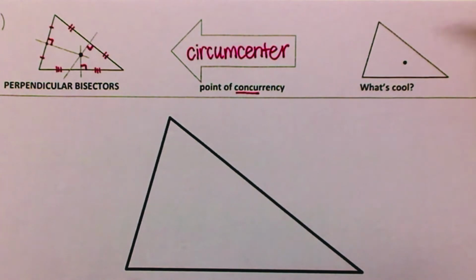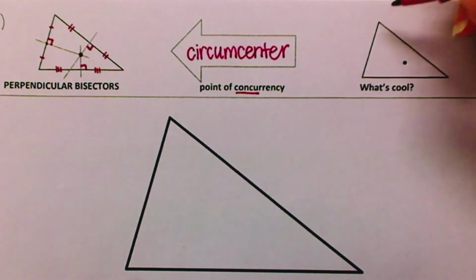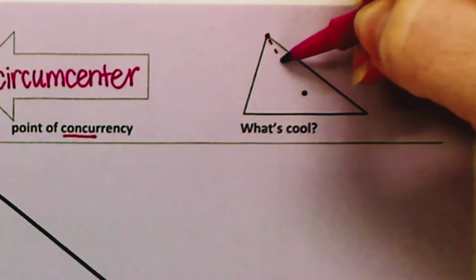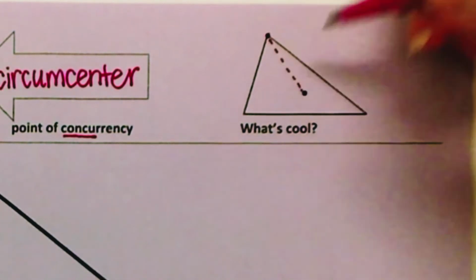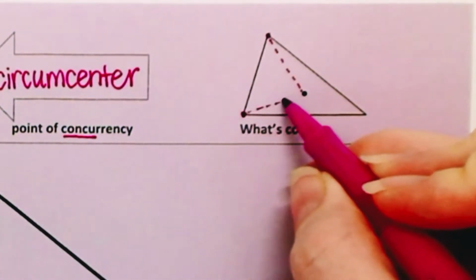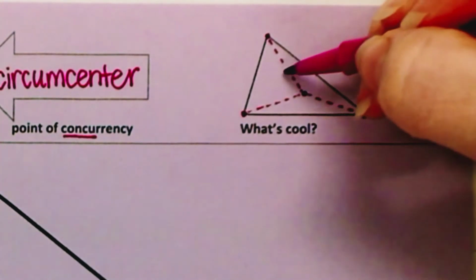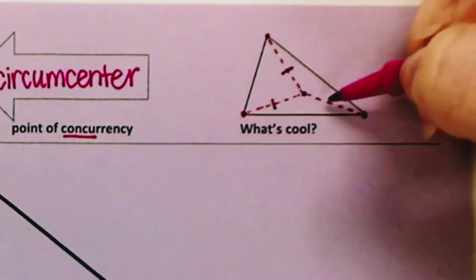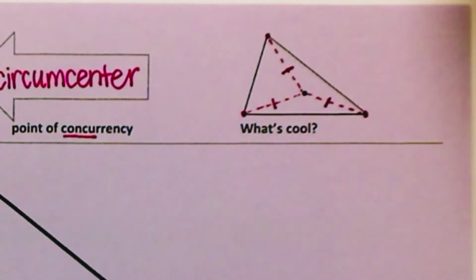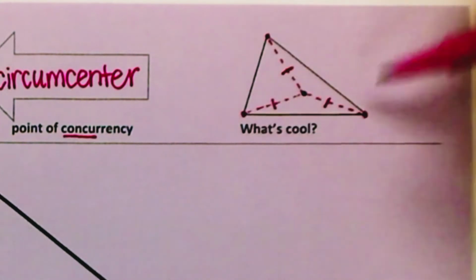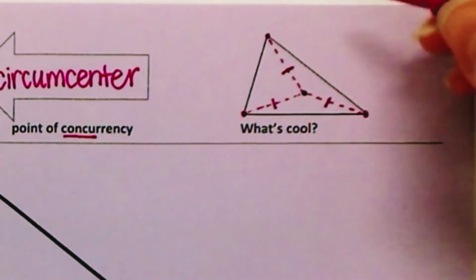There's actually a really amazing property besides the fact that all of those intersect at one single point, which is amazing enough. If you measure from each vertex to that circumcenter, it turns out that those three lengths are the same. Another way to say that is that the circumcenter is equidistant to the three vertices of the triangle.